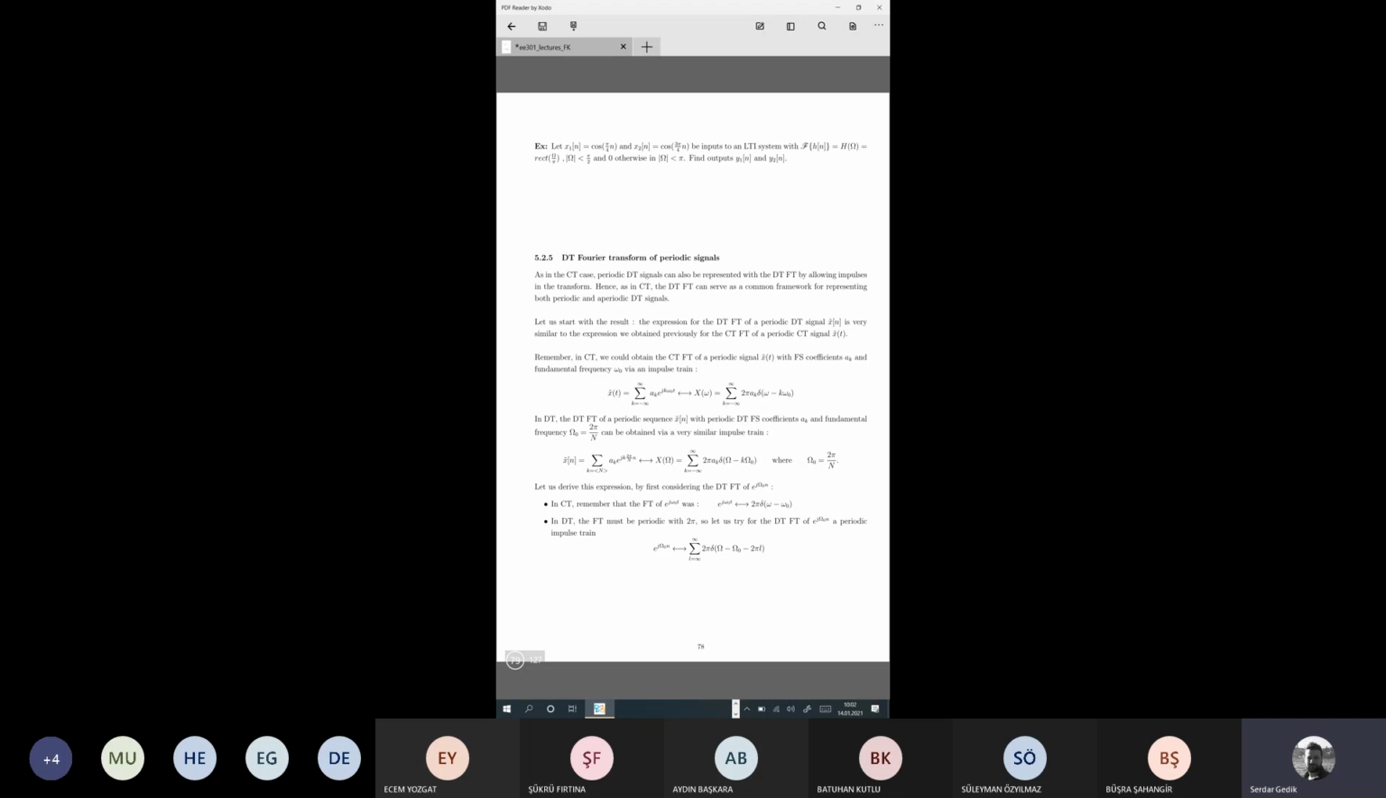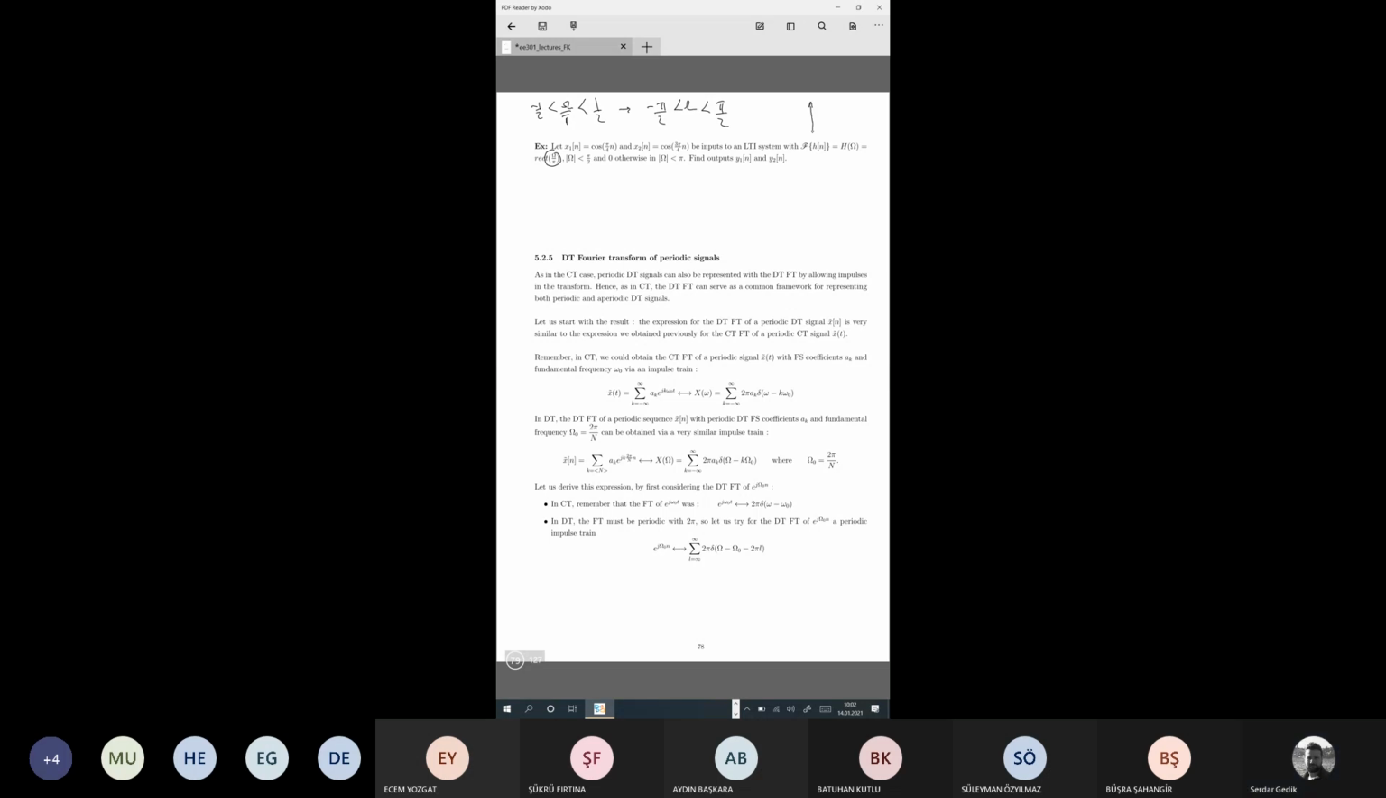So what does it tell you? Remember, the rect signal is non-zero whenever minus 1 over 2 is smaller than omega over pi, which is smaller than 1 over 2. So if omega is in the interval from minus pi over 2 to plus pi over 2, this is non-zero. Otherwise, it is simply 0.